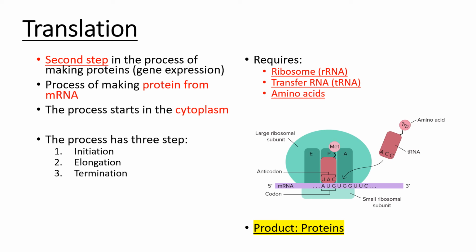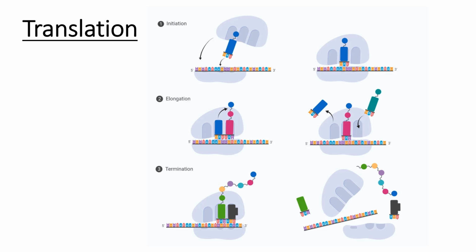But as a whole, the end product of translation is going to be proteins. So transcription was mRNA, translation is proteins. Here in this picture, I have all the different steps. I mentioned the three steps of initiation, elongation, and termination. The process is going to happen when mRNA finds the ribosome. Remember, the ribosome is going to have the ribosomal RNA. Those two are going to join together and start off that process.